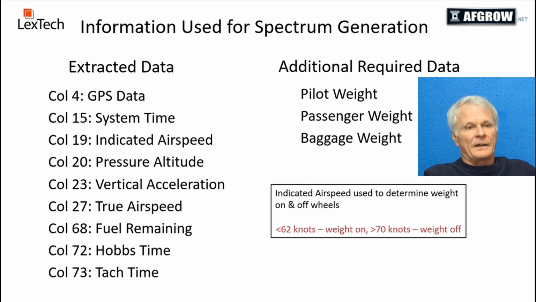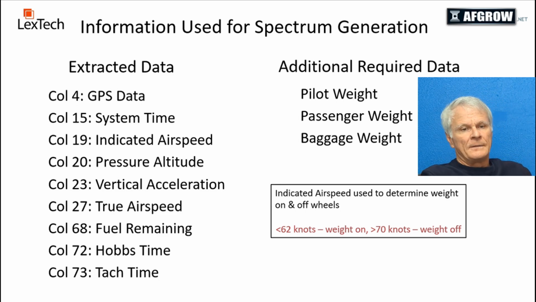In this case, I extracted the GPS data, which told me the date and time, the system time, the indicated airspeed, pressure altitude, vertical acceleration, true airspeed, and fuel remaining, which I needed to get the total weight as a function of time. Also Hobbs time, which is the time since the instrumentation was turned on, and takt time, which is a scaled time based on the engine RPM. Then I had to include, after the flight, pilot weight, passenger weight, and baggage weight to actually calculate the weights.